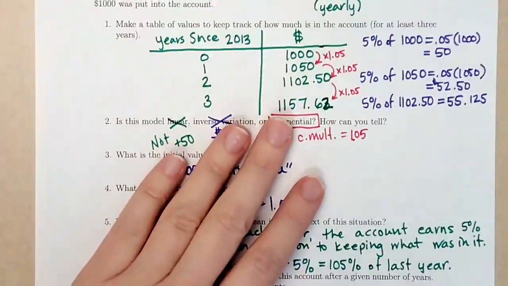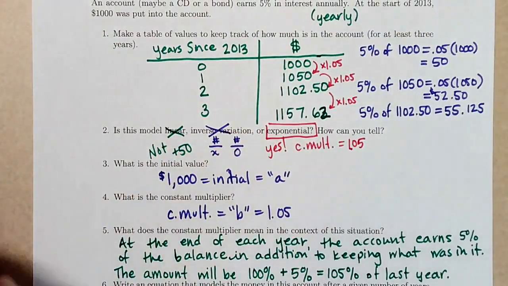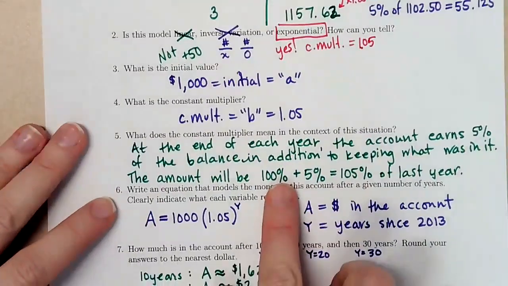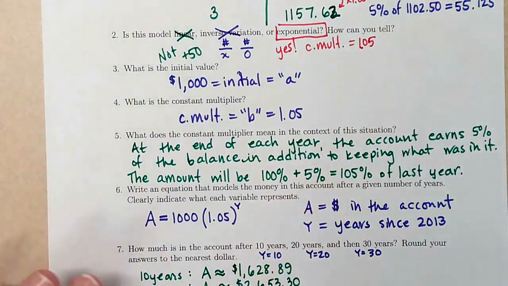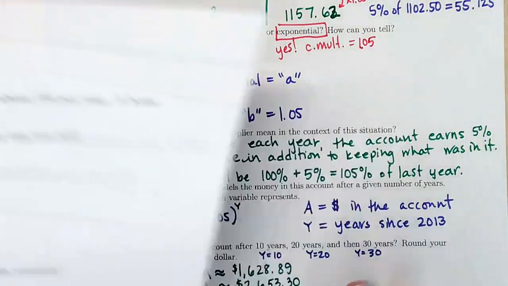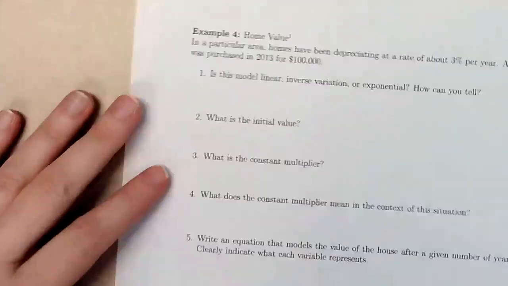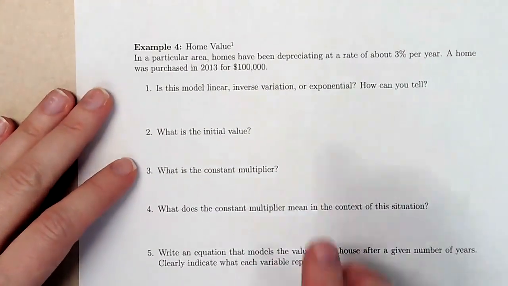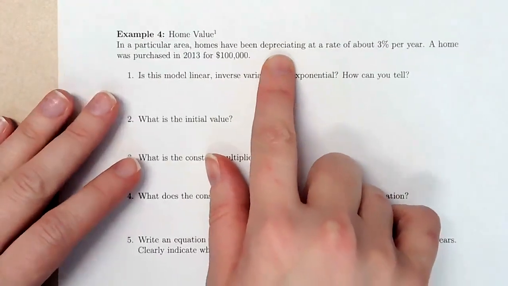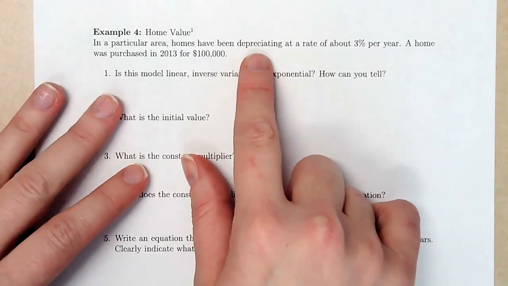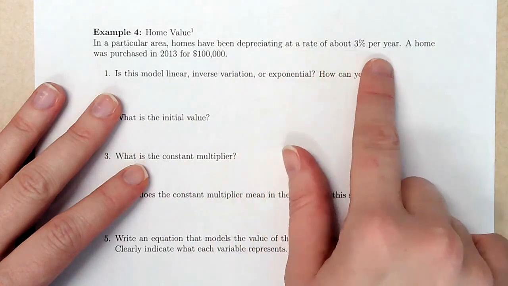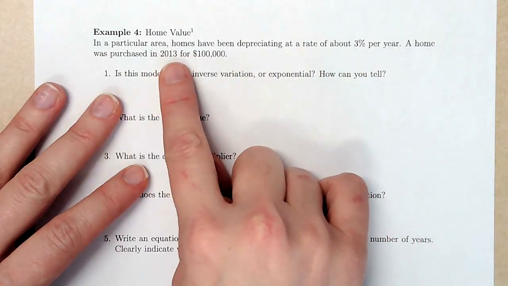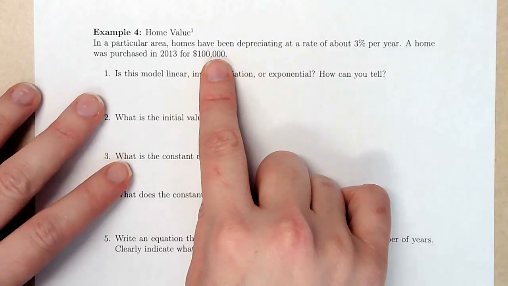Okay, so here is an example of where our money is growing. So we get to keep what we have in the account and we earn more every time. Now, let's see a situation where we have depreciation or decaying. So the value of a home is depreciating at a rate of 3% each year. In 2013, it was 100 grand.